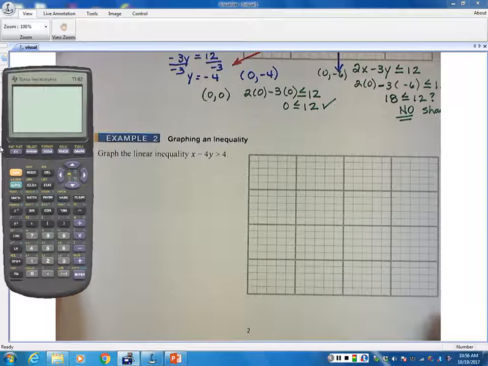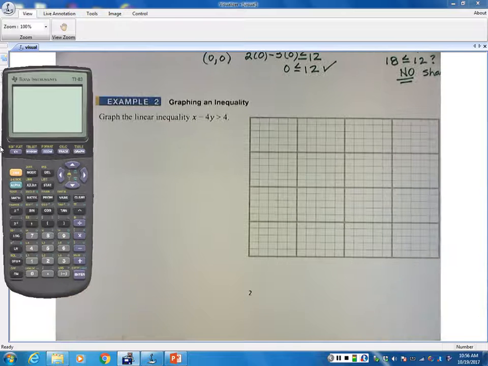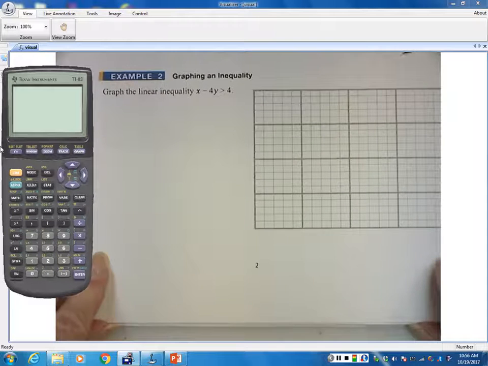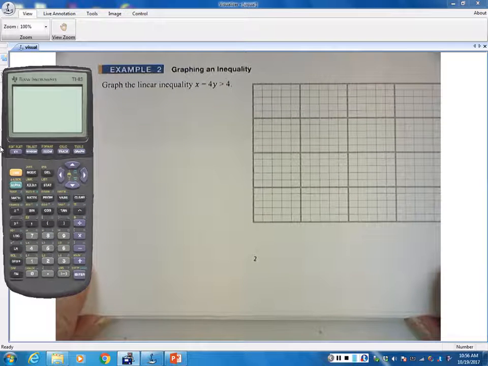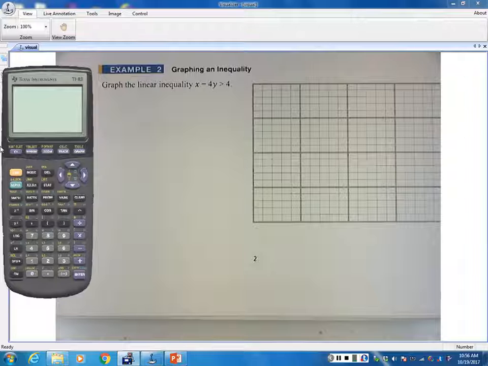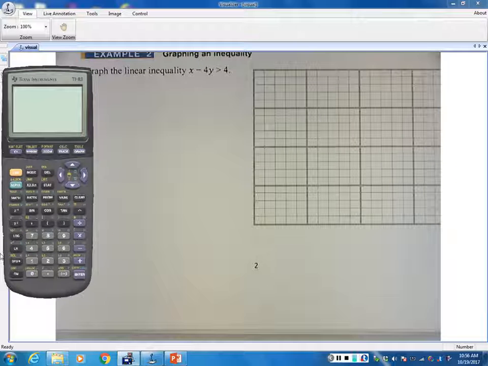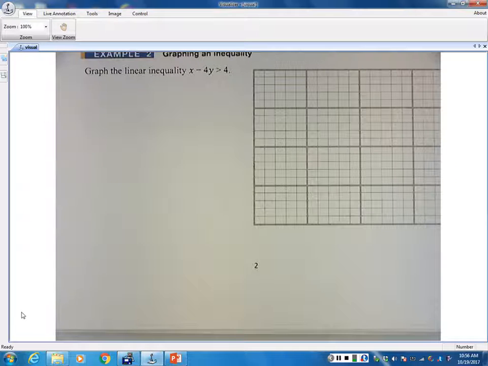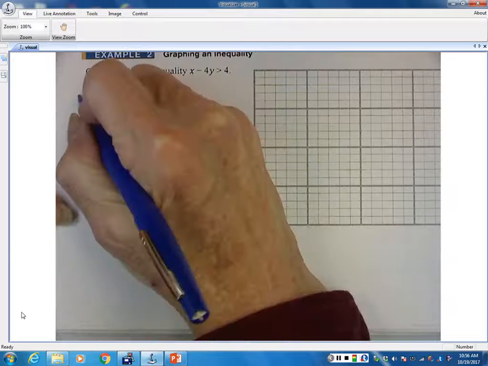So my second one is: graph the linear inequality x minus 4y is greater than 4. Get that as high as I can so we'll have plenty of room to work. I think I'm just going to get the calculator out of the way for the moment. So we're going to do the same sort of steps that we did on the last one. First thing we're going to do is graph the boundary.